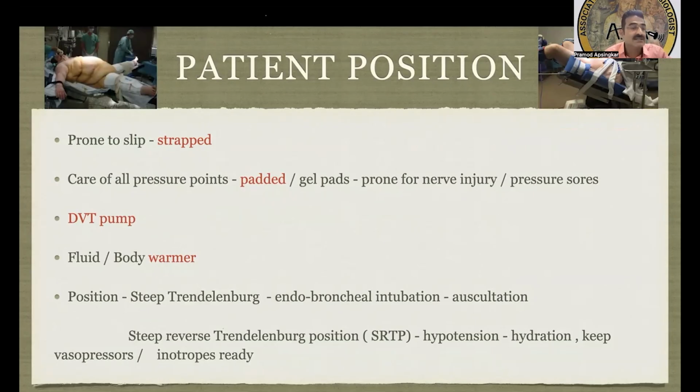A fluid warmer should be used, if possible, to give warm fluids, because these patients are prone to hypothermia. If the position is a steep head low, 10 lumbar, the chances of endobronchial intubation are there, so auscultation should be done before starting the procedure and the tube adjusted accordingly. If there is a chance of hypotension, hydration should be adequate before positioning, and we have to keep vasopressor and inotrope ready to tackle such a situation.